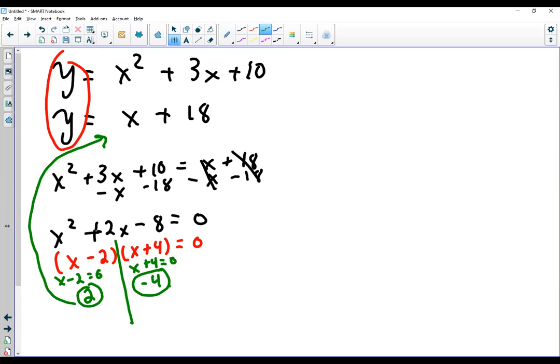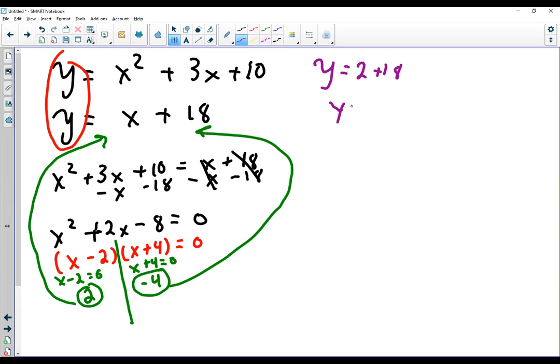You can plug it into the same equation. In this case, I'm going to plug it into the bottom one. So for the first one, y equals 2 plus 18. So that's y equals 20. So your first answer, this is why it's important to put it in ordered pairs, is 2, 20. You're showing that the 2 causes the 20.